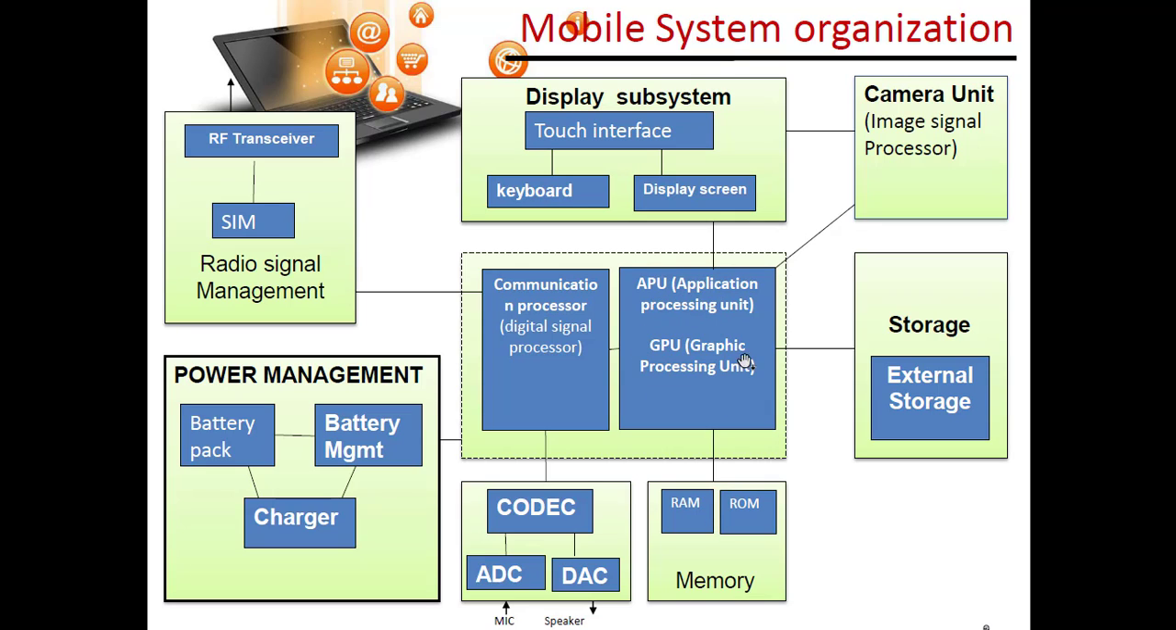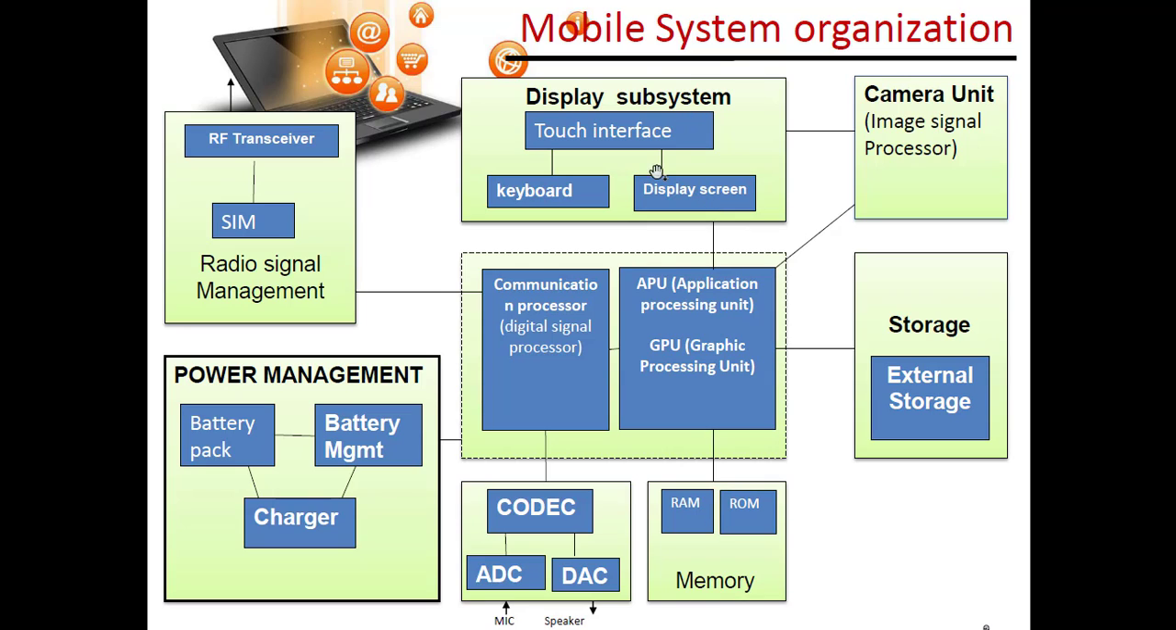And then we have the GPU. GPU processes graphical data on how to display. So it processes how to display the data onto the touch screen. It is handled by the GPU. All these three units are connected to other units of the mobile system.